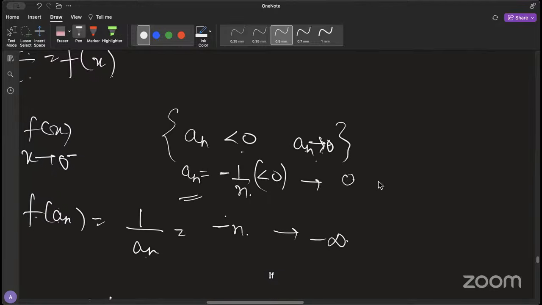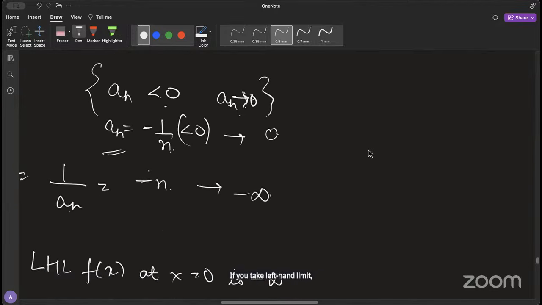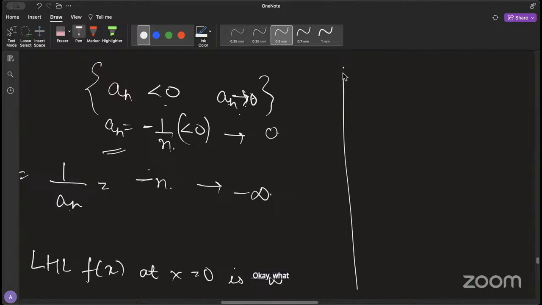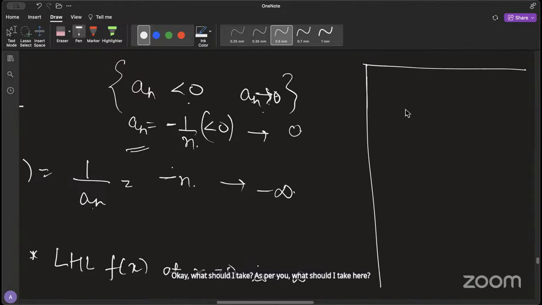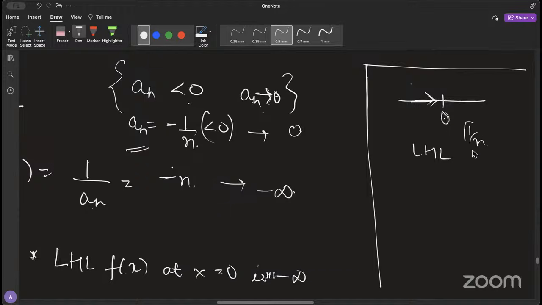If you take the left-hand limit, okay, what should I take? As per you, what should I take here? You should only take a_n equal to 1 by n. Okay, let's say I have a 0 here. For the left-hand limit, I want a sequence from this side, which converges, which keeps coming closer to 0, right? If I take 1 by n, that is a sequence from this side. Is that okay? Okay, yes. Okay.